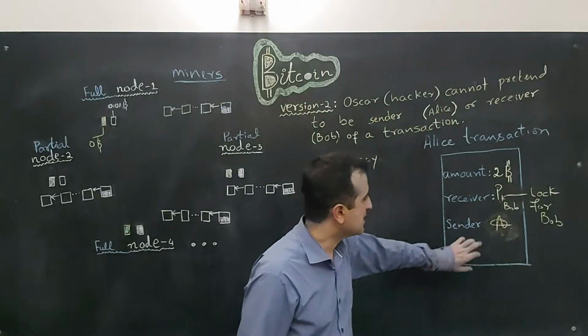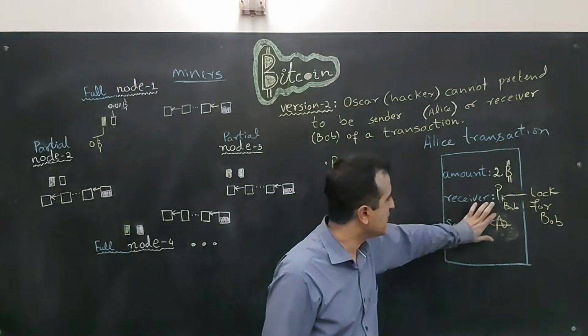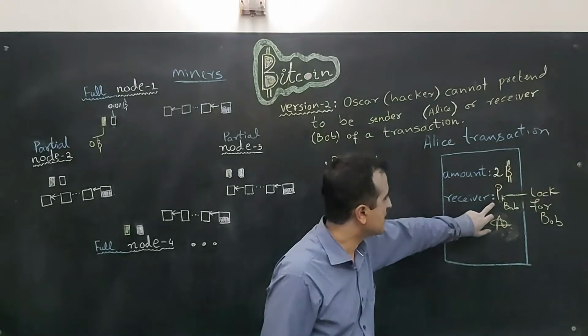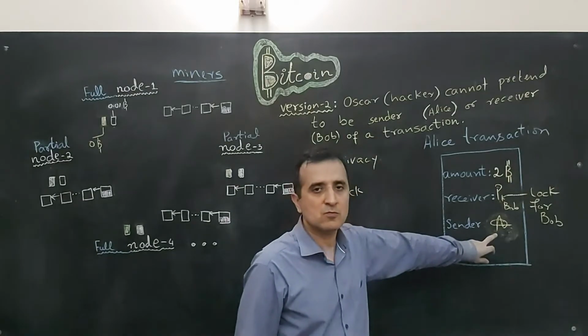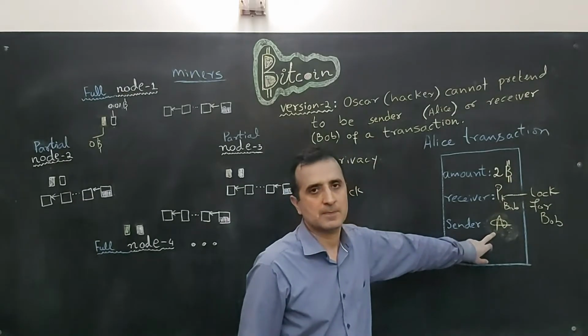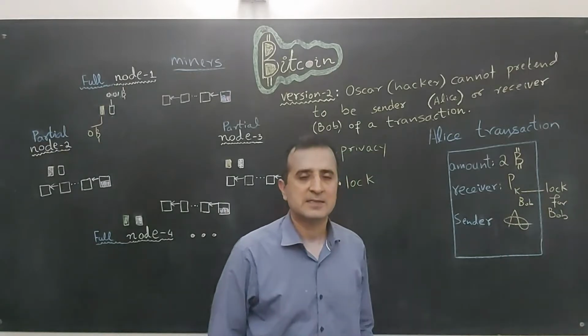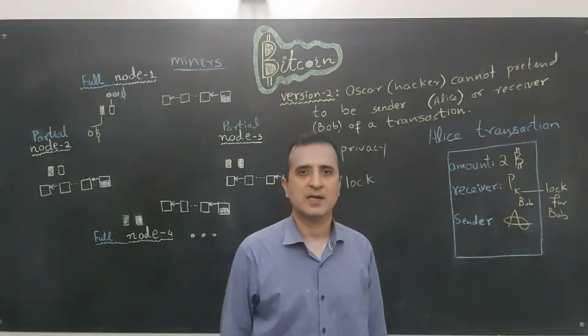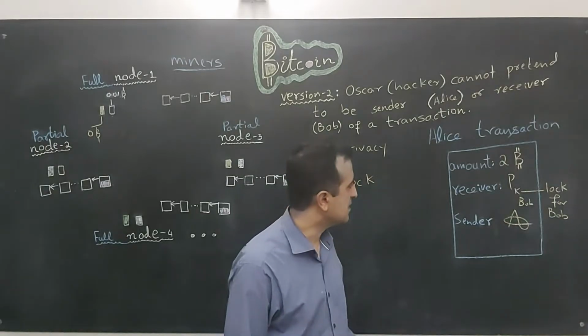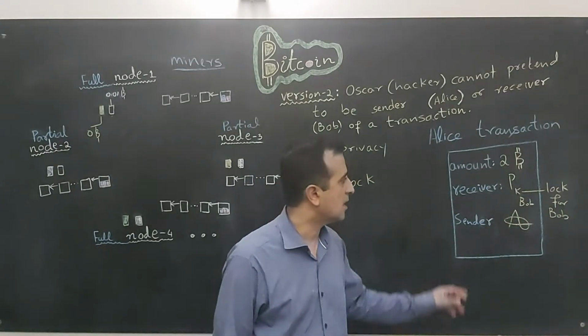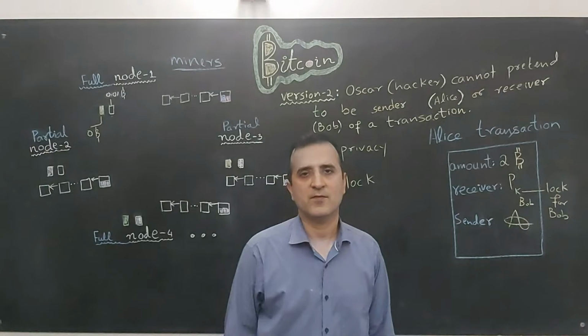So now this transaction is between two public keys: the public key of the receiver and the public key that corresponds to the digital signature of the sender. By signing the transaction, Alice has also protected the content of the whole transaction. Now if anybody changes the receiver public key or the amount, then the signature will become invalid.